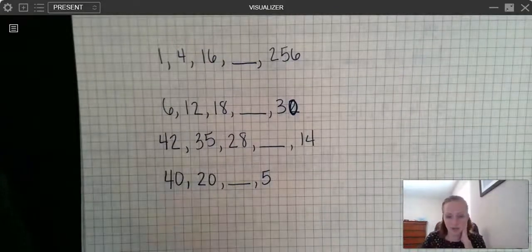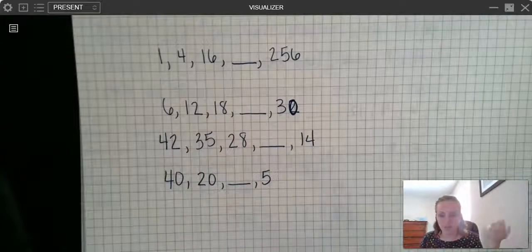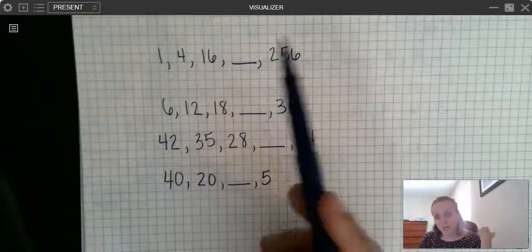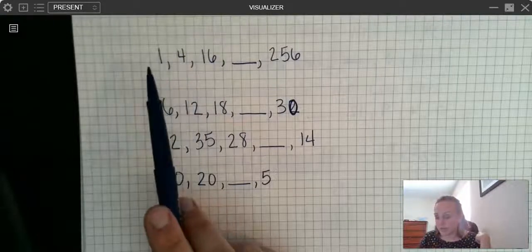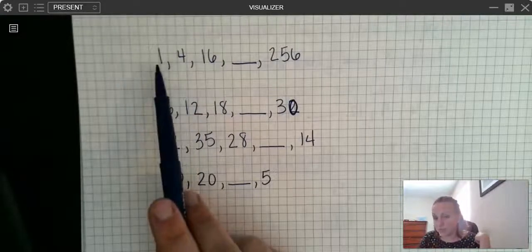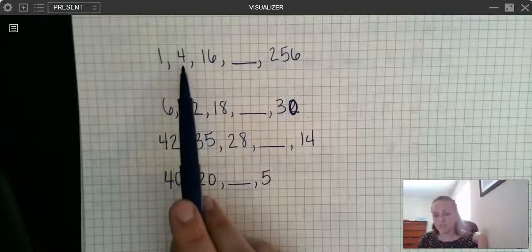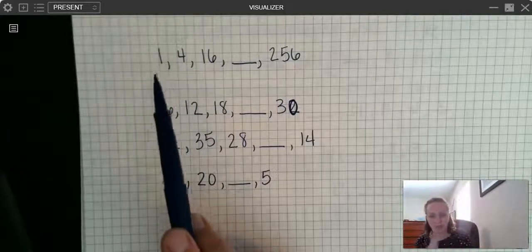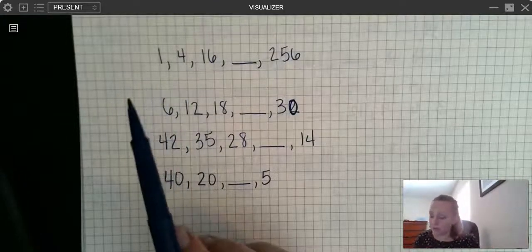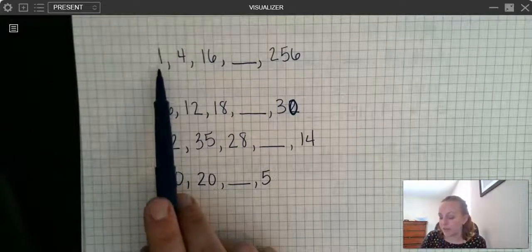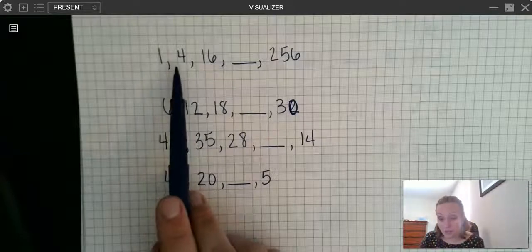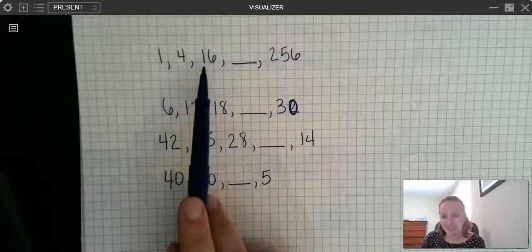So the first thing that I always check is, is it an addition pattern? This one gets bigger, so it could be. Well, 1 plus what equals 4? So I want to think, how can I get from one number or term to the next number or term? Each item in a pattern is considered to be a term, okay? And you'll see that a little bit more in our next video. Well, if I get from here to here, 1 plus what equals 4? 1 plus 3, okay? Does 4 plus 3 equal 16?